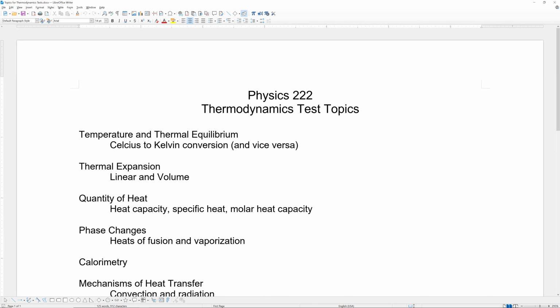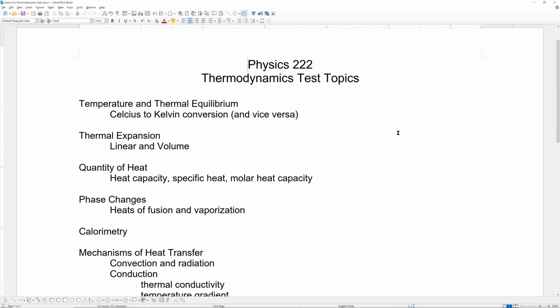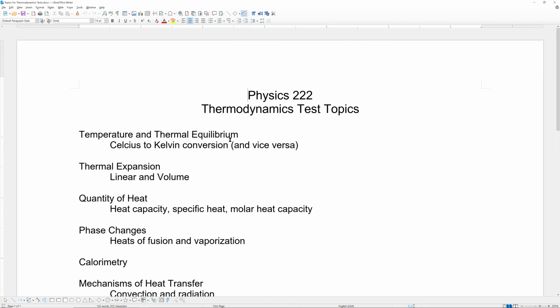Okay, hopefully you see something like Physics 222 thermodynamics test topics. Start off with, no, I can't write on this thing. I guess I could print it. Yeah, maybe I'll print it. That might be the easiest way. Then I could scribble on it while we're doing this.